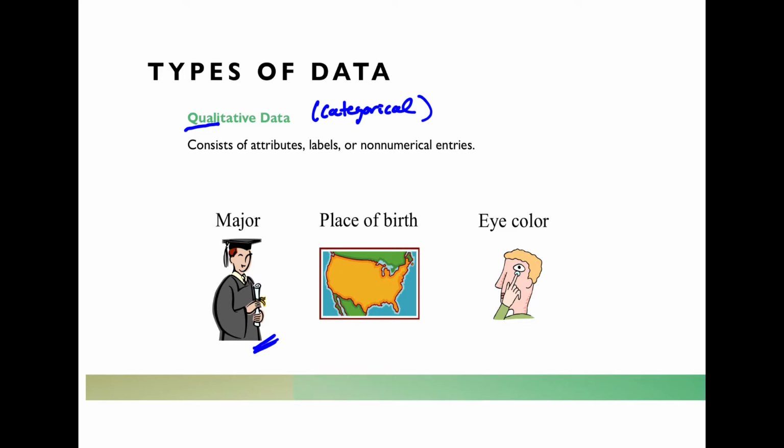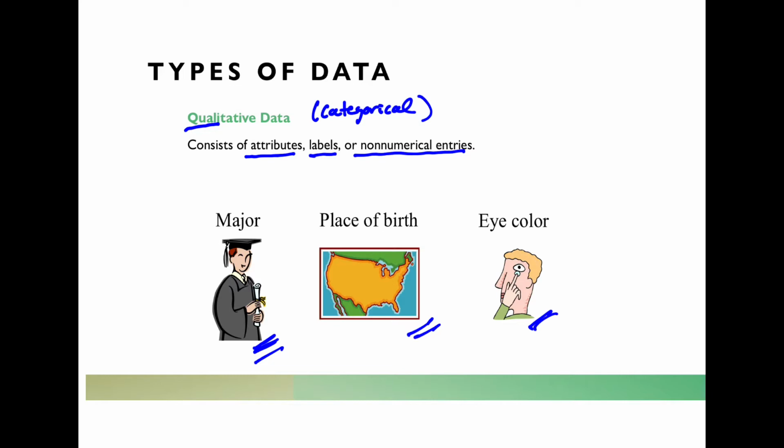Like if we're describing the different majors, right? In a database at this school, we might have a list of students and their at least declared majors. So those majors might be business or education, those are all names, right? So qualitative data consists of attributes, labels, or non-numerical entries. Place of birth, that would be like, what city were you born in? Eye color, these types of things.